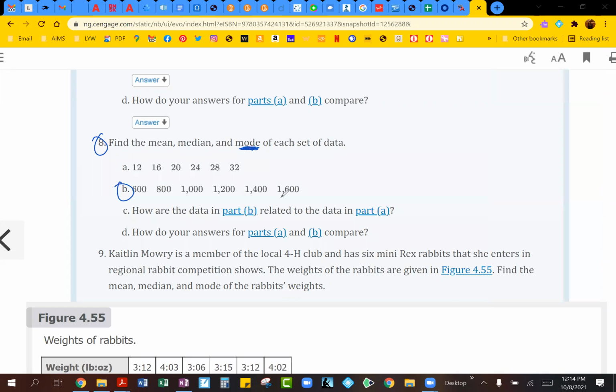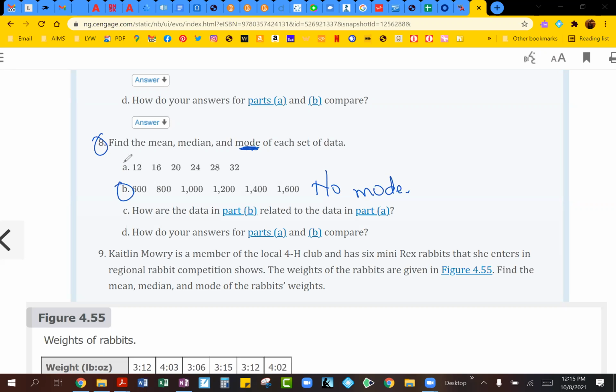So in this case, since none of them are occurring more than once, this is where we would say they have no mode, because at least you should have one repetition on a number for it to be considered a mode. Since all of your numbers only occur once, this is an example of where we would say no mode.